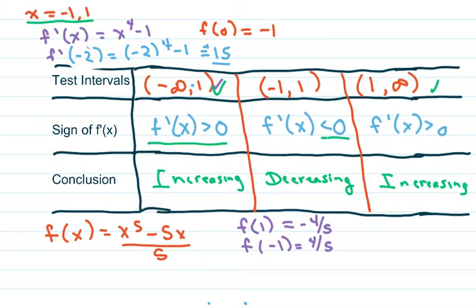And so we have negative 1, 4/5, and we have 1, negative 4/5. Since this is bigger than this number, this is your maximum, and this is your minimum.